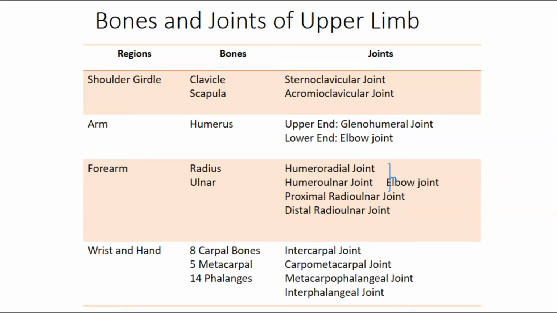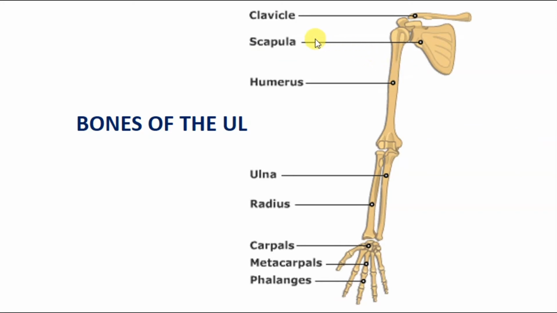So we'll not discuss in detail all of these joints, but we'll discuss the major ones which are present in the upper limb. So as you can see, the upper limb, here we have the clavicle, we have the scapula, we have the humerus, then you have the ulna and radius, and then you have the carpal bones, we have the metacarpals, and then the last we have phalanges.